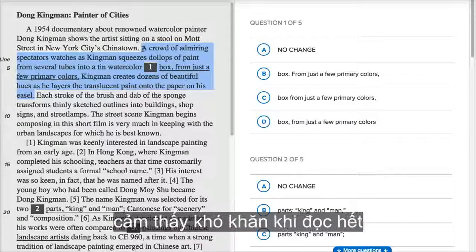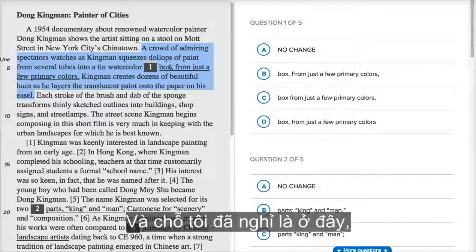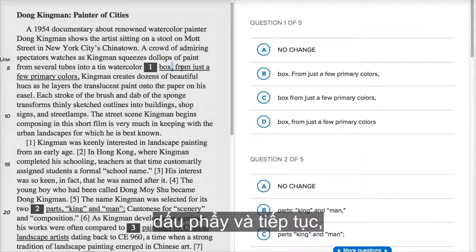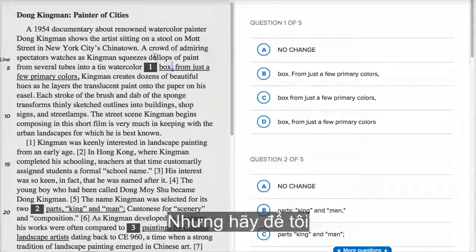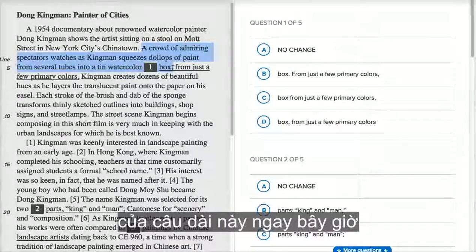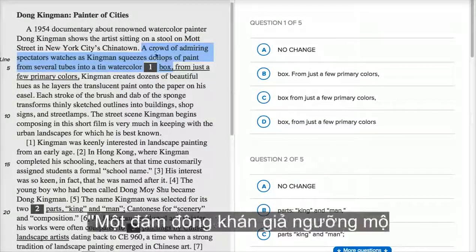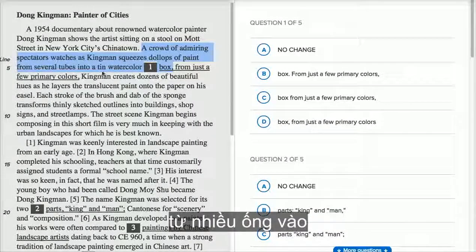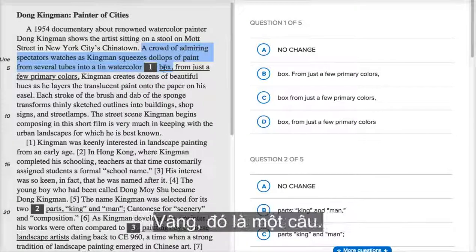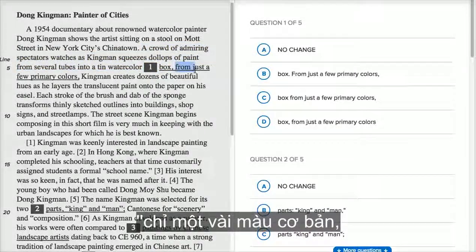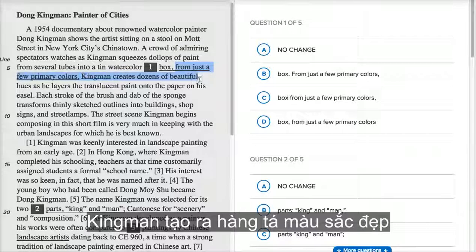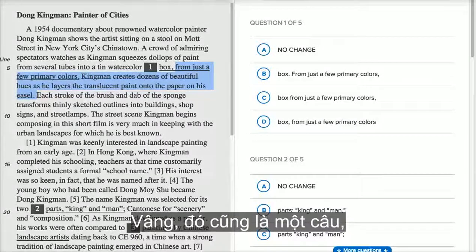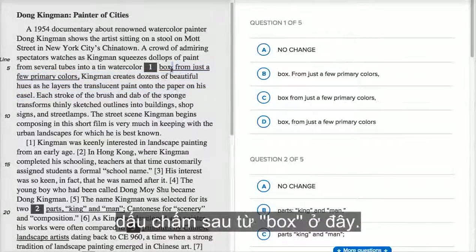Even when I was reading it, it felt hard to take it all in one breath. And where I paused here, at least when I was reading it, it felt like that could be a place where instead of just being a comma and keep going, this is a good place to start a new sentence. But let me just make sure that the two parts of this long sentence can stand as their own sentences. A crowd of admiring spectators watches as Kingman squeezes dollops of paint from several tubes into a tin watercolor box. Yeah, that's a sentence. And then after that, from just a few primary colors, Kingman creates dozens of beautiful hues as he layers the translucent paint onto his easel. Yeah, that's a sentence too. So I for sure would put a period after box here.